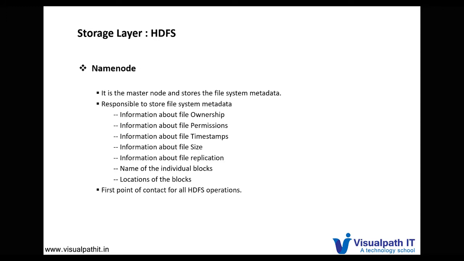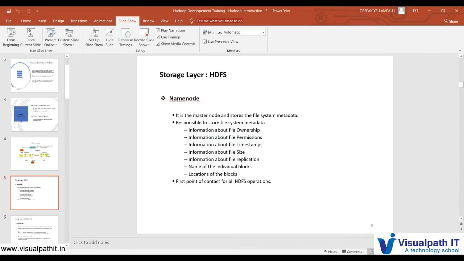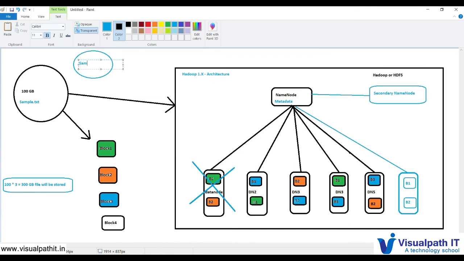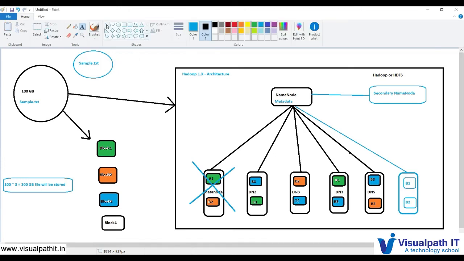What does it mean? Let me go through it. If you copy a file of 100 GB, it stores the actual data in these data nodes. But where is the file name metadata stored? So when another user, or you yourself after you copy, try to read the same file, sample.txt, how can you read it? You cannot go directly to the data nodes.